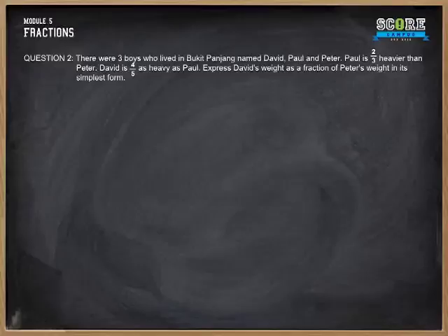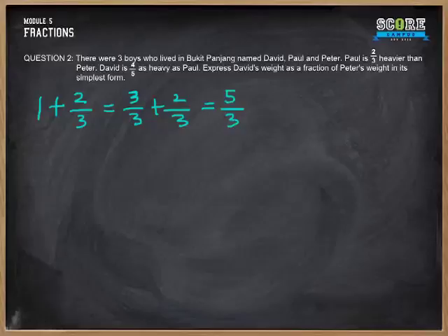Now, step 2. Let's look at Paul and Peter first. Paul is 2/3 heavier than Peter. So Peter equals 1 and Paul is 2/3 heavier. So it's plus 2 over 3. Do the maths, what do you get? You get 1 converted into 3 over 3, plus 2 over 3 equals 5 over 3. Now let's draw the models.